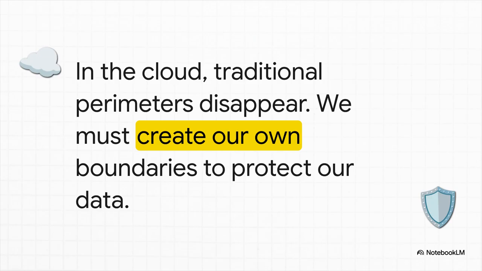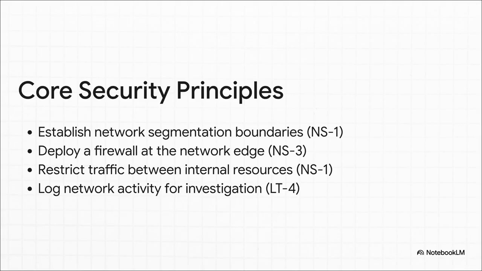We have to be the ones to build the virtual fences, to draw the lines in the sand, and to create our own secure perimeters to dictate exactly who can talk to what. And listen, this isn't just a good idea. It's straight from the playbook. The Microsoft Cloud Security Benchmark spells it out for us. You've got to segment your network. You need a firewall at the edge, you have to control that internal or east-west traffic, and you absolutely must log everything for when you need to investigate. These principles are basically our North Star for cloud security.